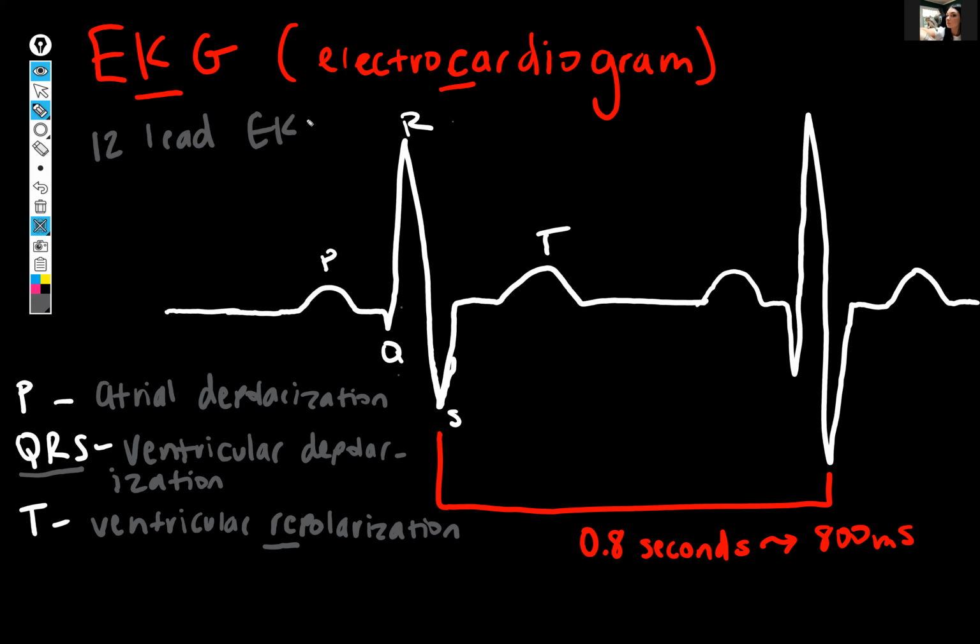a 12 lead EKG with classic lead placement. So 12 leads means there are 6 pairs of electrodes. Within each pair of electrodes, there is a cathode and an anode. So the cathode is the one from which electrons are flowing, and the anode is the one towards which electrons are going. So they have an electrical direction.